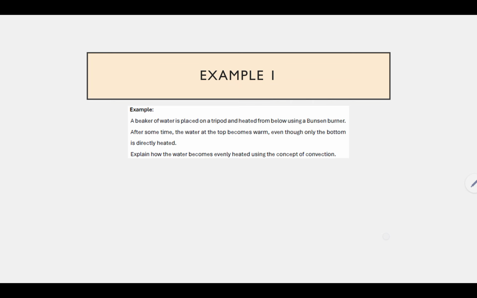Here's an example. A beaker of water is placed on a tripod and heated from below using a Bunsen burner. After some time, the water at the top becomes warm, even though only the bottom is directly heated. Explain how the water becomes evenly heated using convection.